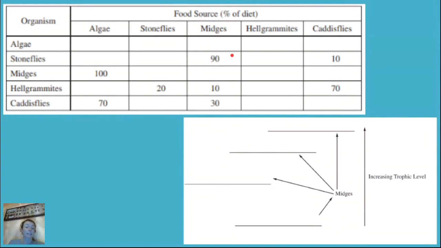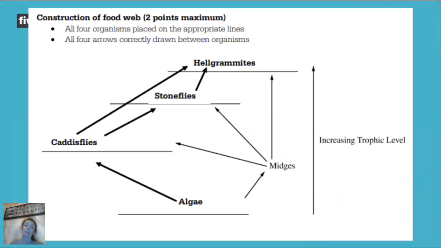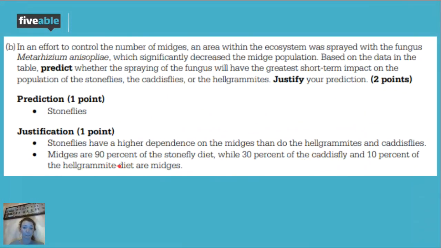Okay, and that's exactly how you need to answer it. So you get a point for saying stoneflies, and then you would get a point for saying that 90% of their diet comes from midges, and therefore they would be the most affected in comparison to hellgrammites and caddisflies. You'll notice that this justification, if you read through it in your head, has both caddisflies and hellgrammites mentioned, and for the most part, AP will not give you a point unless you mention all of that information. So if you say stoneflies have the highest dependence on midges, period, you probably wouldn't get the point.